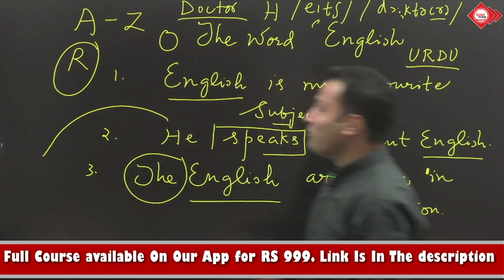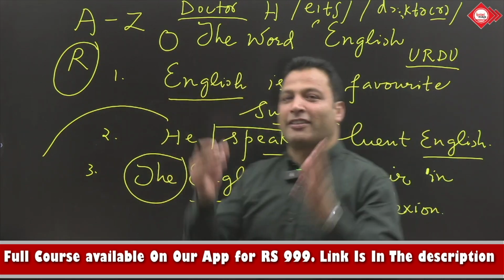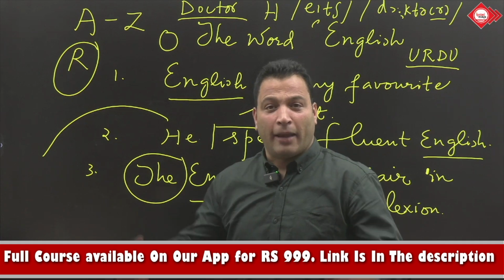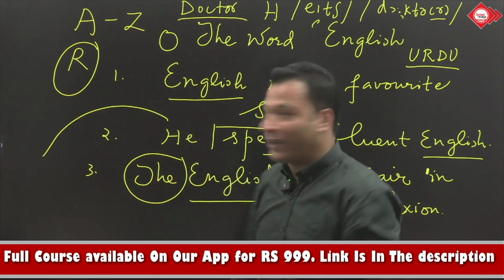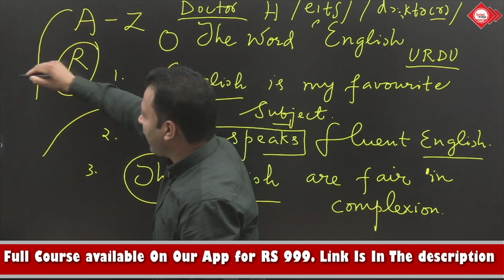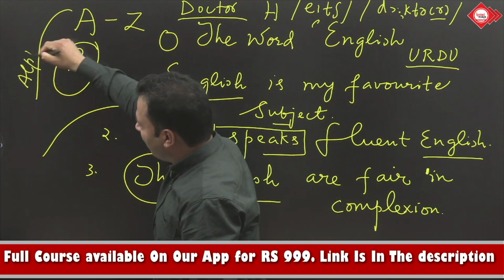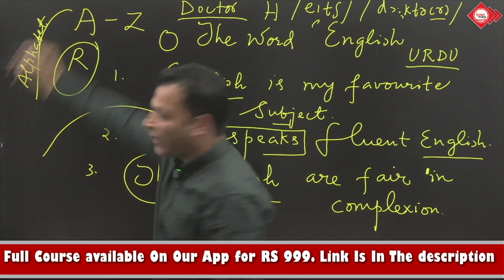Anyways, we move forward. A to Z. ये letters जो है, ये 26 letters, ये मिलके बनाते हैं alphabet. So this A to Z, this forms alphabet. And this is called English alphabet.